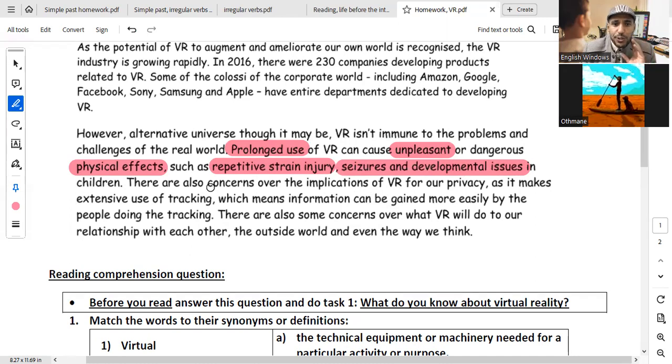There are also concerns, it means problems, over the implications of VR for our privacy, right? I mean, over the use of VR for our privacy. You notice, Othmane, privacy, right? Yeah, as it makes extensive use of tracking, right? Extensive use of tracking.